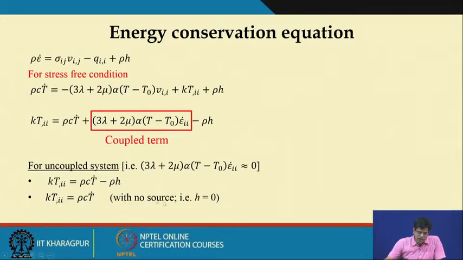Now, if there is no source term inside the body, then this is the energy equation. This epsilon is actually the rate of internal energy, which is essentially C T dot from the basic thermodynamical theory, and then this becomes my final energy conservation equation.